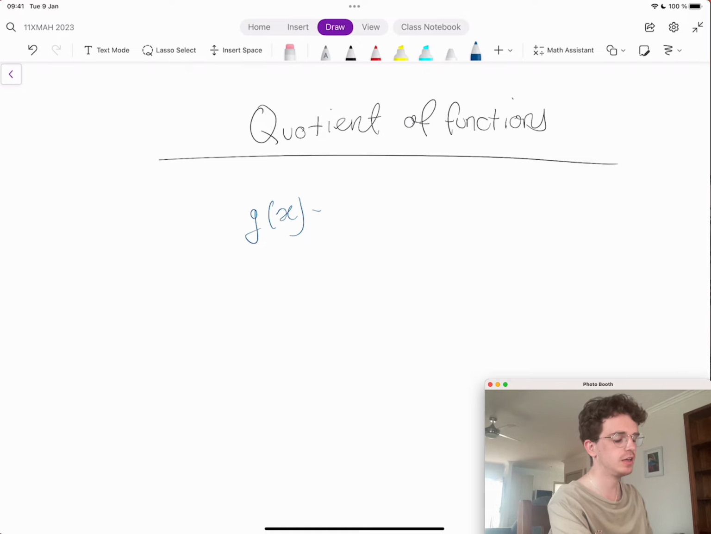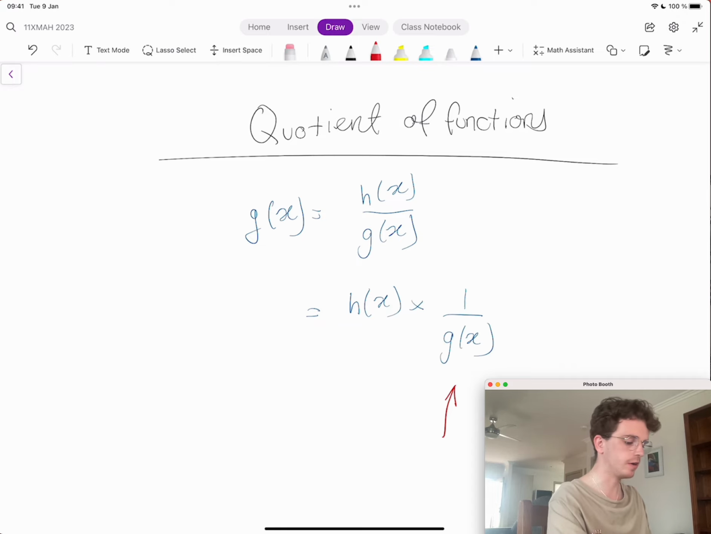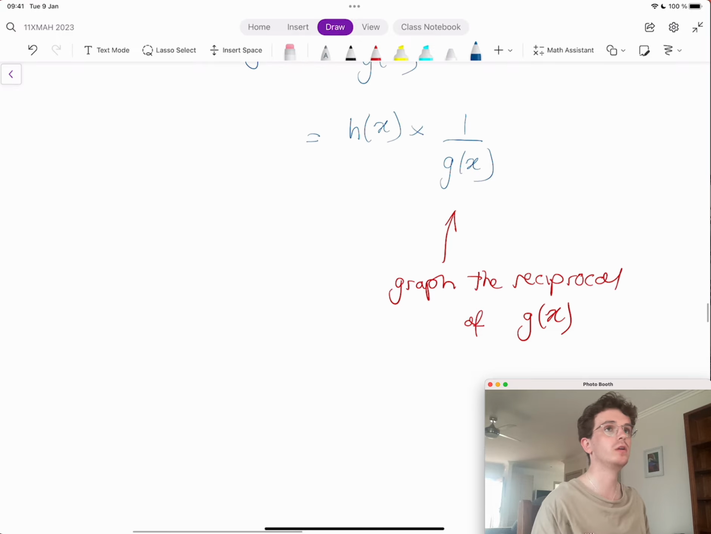If we had f of x is equal to h of x over g of x, well, instead of graphing the division, all we need to do is graph h of x and graph the reciprocal of g of x and multiply them. So for the quotient of functions, we need to graph the reciprocal of g of x, and then we multiply them like we would in the past examples that we just did. All right, I hope that makes sense.